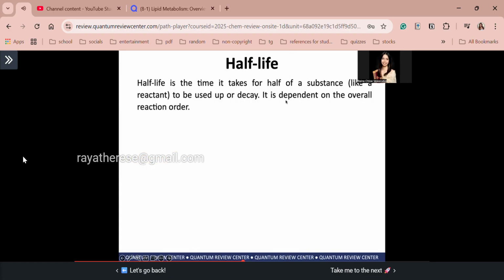Let's proceed to half-life. So half-life is the time it takes for half of a substance, such as a reactant, to be used up or decay. So guys, diba, we have talked about this already in our inorganic nuclear chemistry. So alam ko, familiar na kayo sa half-life, diba? So half-life, it is dependent on the overall reaction order.